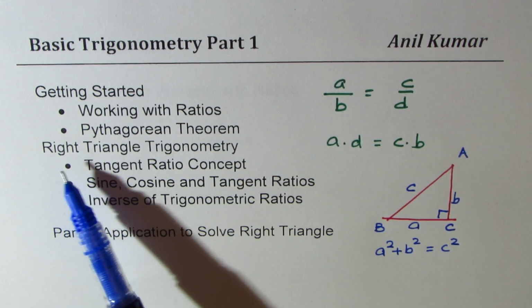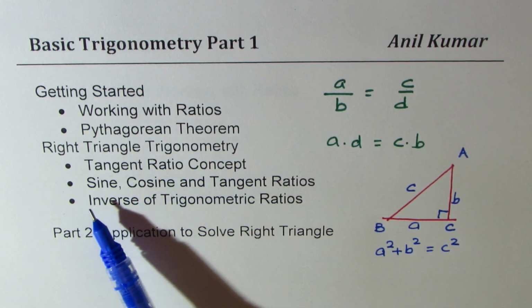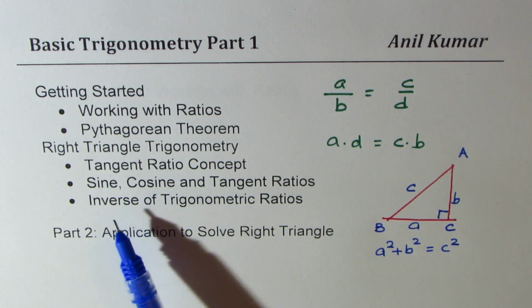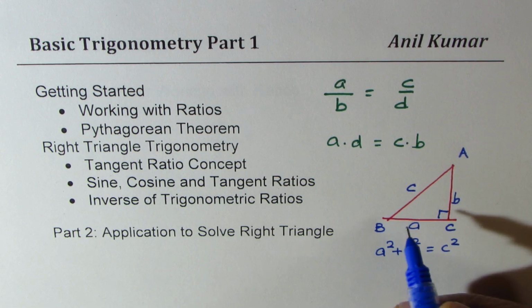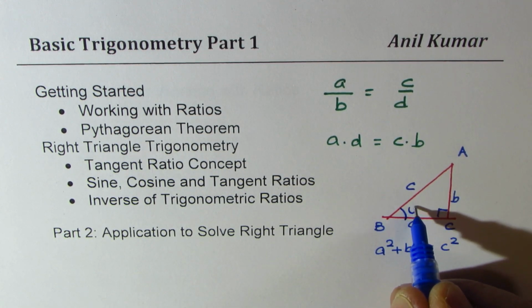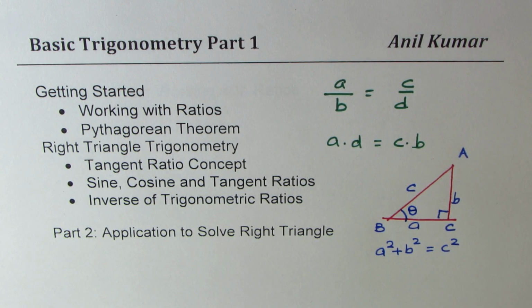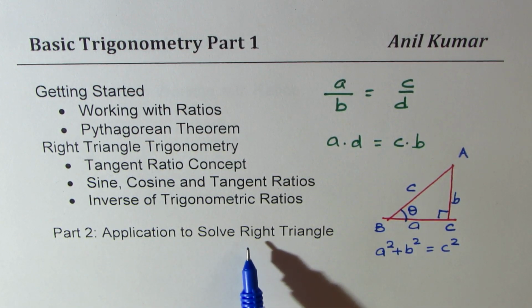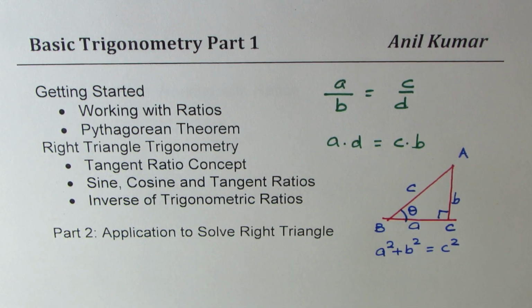Then we'll take up right triangle trigonometry, defining what the tangent ratio is, and then the terms sine and cosine, and also find how to solve such a triangle, that is, how to find out the angles. We'll use Greek alphabets, alpha, beta, gamma, theta for the angles. Now in part 2, I'll take up applications to solve right triangles. All the concepts which you have learned in part 1 will be applied. Okay, so let's begin.